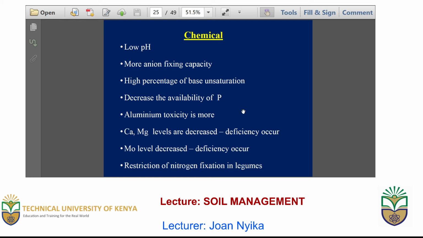Then there is also what we call a decrease in the availability of phosphorus, and this is a result of anion fixation. That is, usually once the soils become acidic, they form salts, and these salts are not soluble. Once they are not soluble, you will have a salt composed of phosphates, but it is not soluble. Hence, it cannot be availed to the plant.